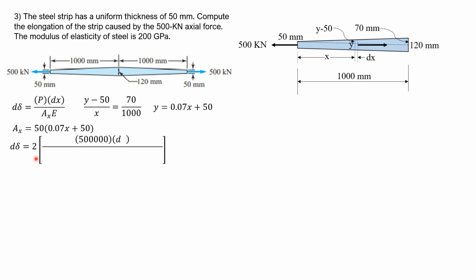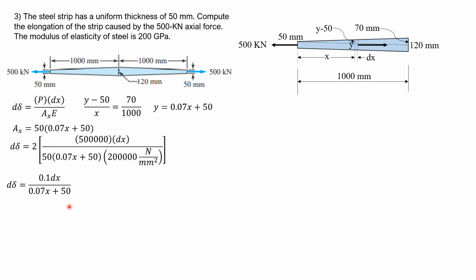Differential deflection equals 2 times quantity force, which is 500,000 newtons. Let's convert 500 kilonewtons to newtons, to make the units consistent, dx over area, in square millimeters, 50 times 0.07x plus 50. Then E is 200,000 megapascals or 200,000 newton per square millimeter to make the units consistent. So differential deflection equals 0.1 dx over 0.07x plus 50.